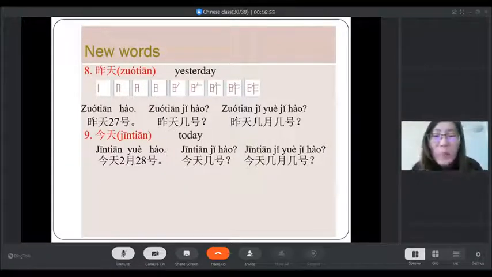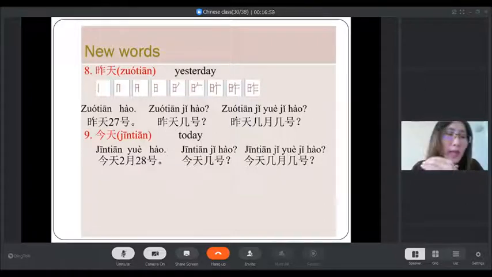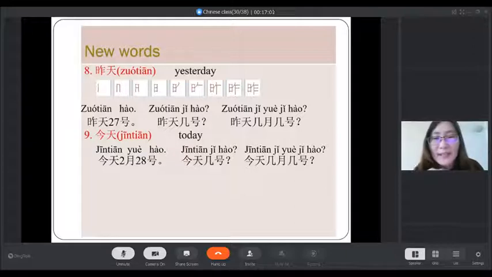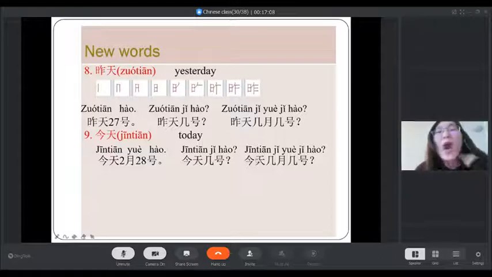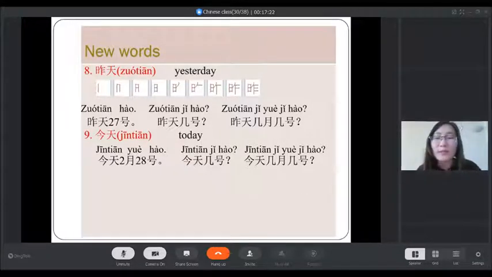We can ask one by one. For example, in English, we just ask what's the date today? But in Chinese, if you only ask about the date, you can say 几号. That means ask the day of this month, which day. But if you ask 几月几号, that means which month, which day.